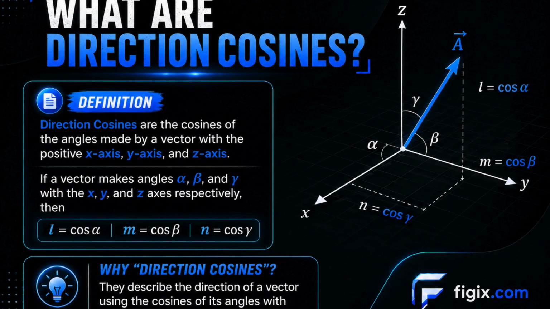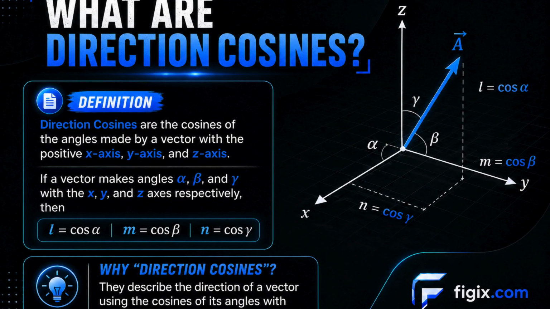In the diagram, the blue vector A is shown making the three angles, alpha, beta, and gamma, with the three coordinate axes, and the labels L equals cosine alpha, M equals cosine beta, and N equals cosine gamma indicate the corresponding direction cosine.